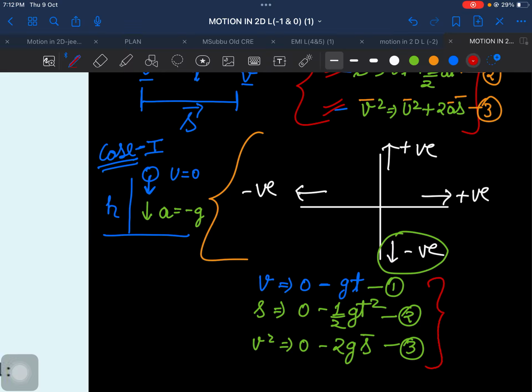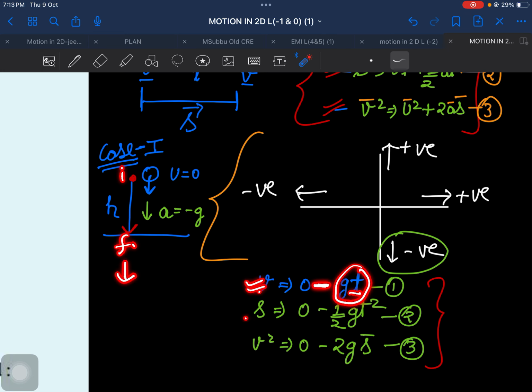Now suppose, students, you have to find the final velocity when this ball will hit the ground, right? This will be your initial position, this will be your final position. You have to find the final velocity. So you can use this equation if you know the time, right? When you solve this, you will get a negative answer. What does this negative sign tell you? That the final velocity will be in the downward direction. If you solve this equation, you will get your displacement, which will be negative again. So what does this negative sign tell you?